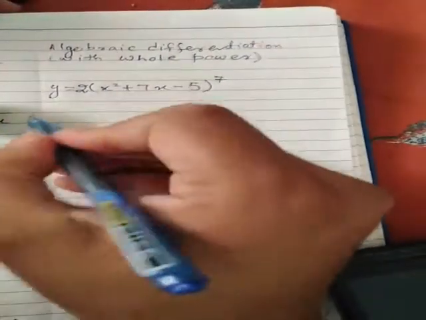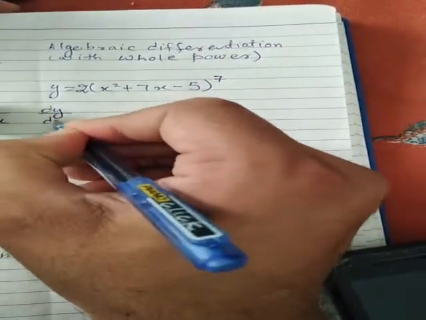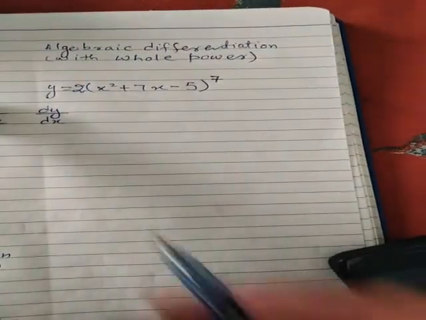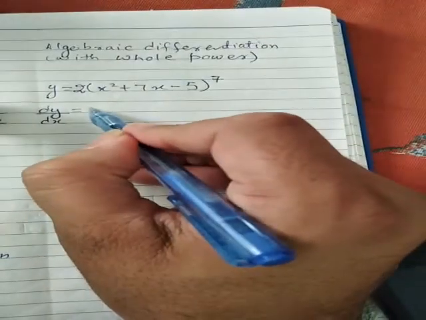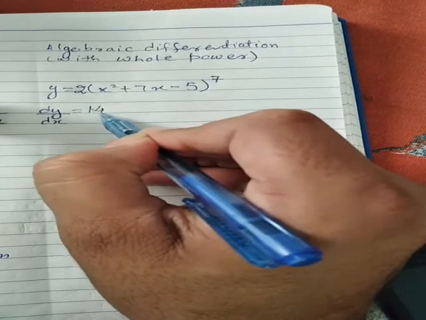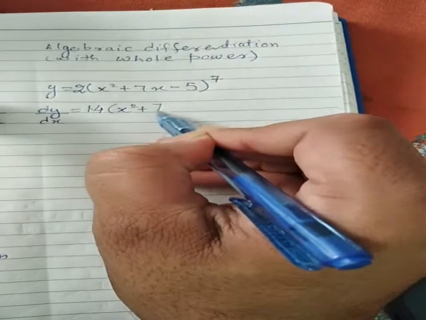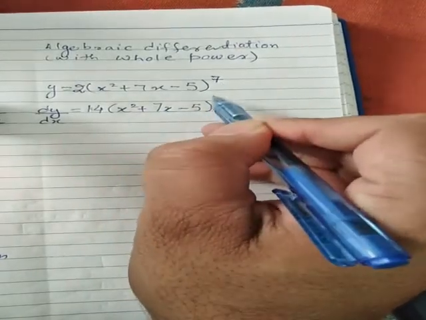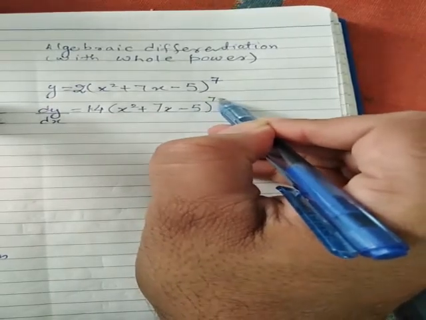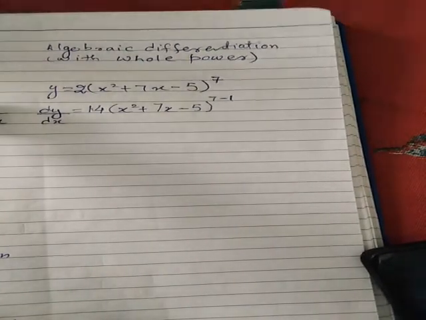See, y equals to, I'm differentiating it with respect to x, so I'm writing dy over dx. dy over dx equals to, now the 7 will be multiplied by 2, so 7 into 2 will be 14. Whatever is written inside, I'm not going to change it. I'm just going to write it as it is in front of you, and the power will be reduced by 1. 7 minus 1. That's my first step.